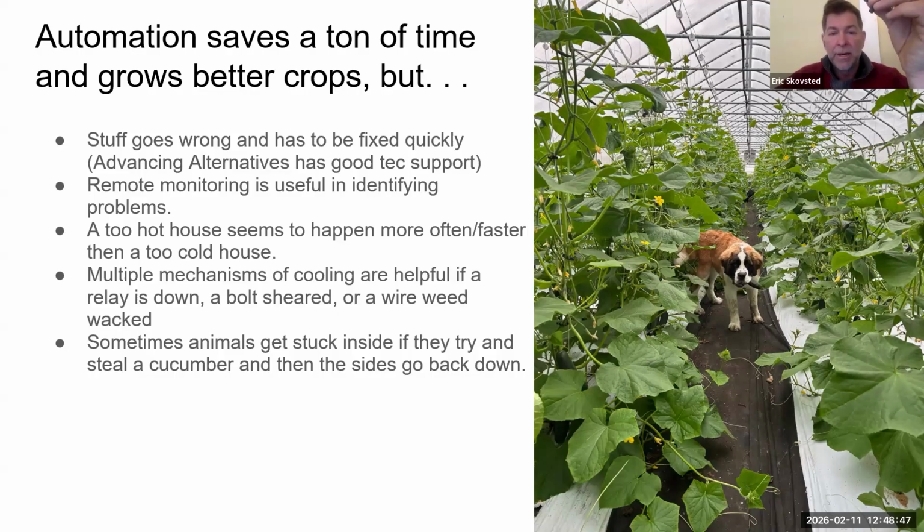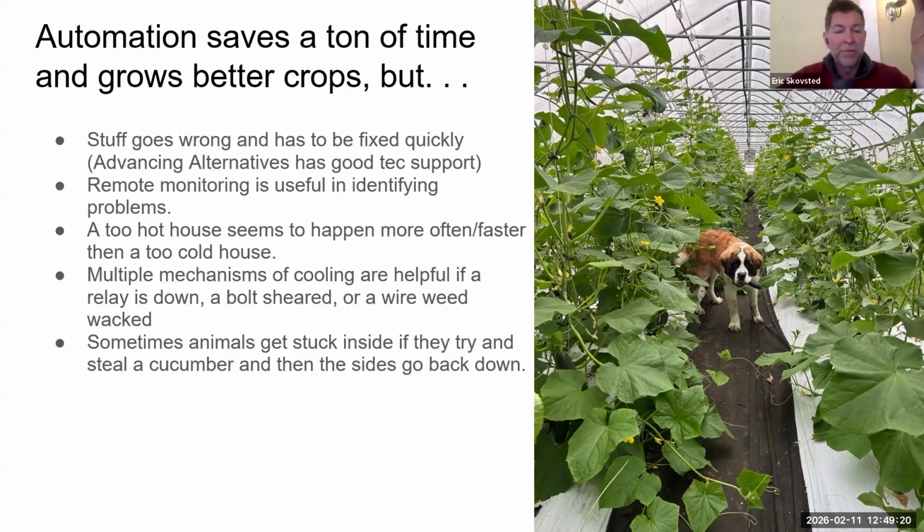But we also stock an extra motor on the farm if we need to use that, and then extra relays for the controls. And this is all stuff we've just learned from Advancing Alternatives, because they are great to get on the phone and they'll help you sort through problems and broken stuff. Again, multiple mechanisms are really great for cooling. So if the roll-up sides are broken, maybe the ridge vent still works, or maybe the gable vent still works. So you can just get by that way.